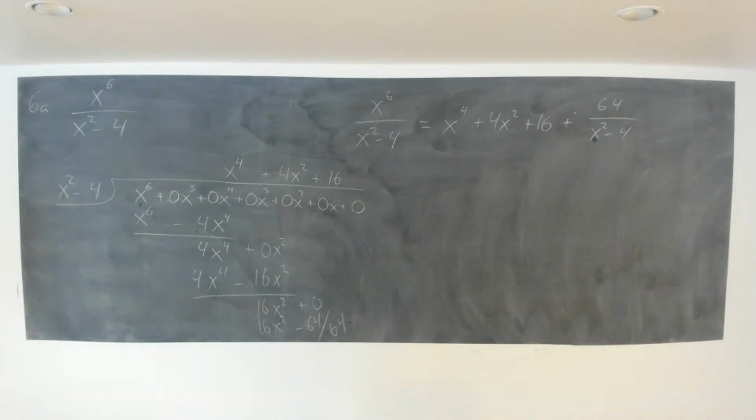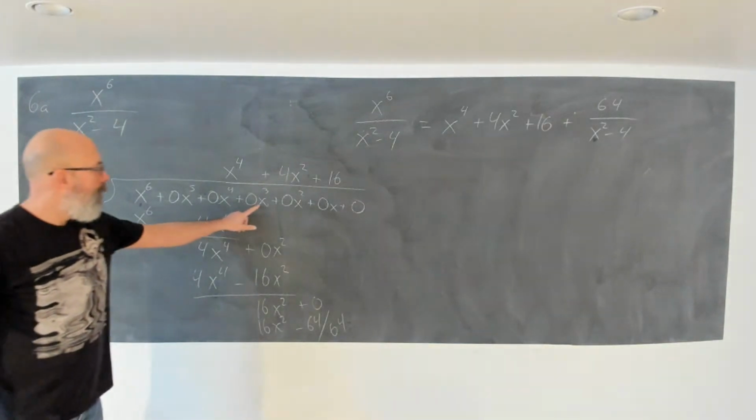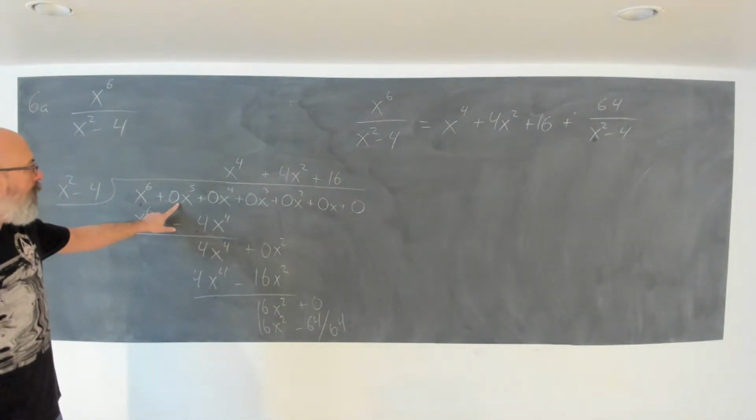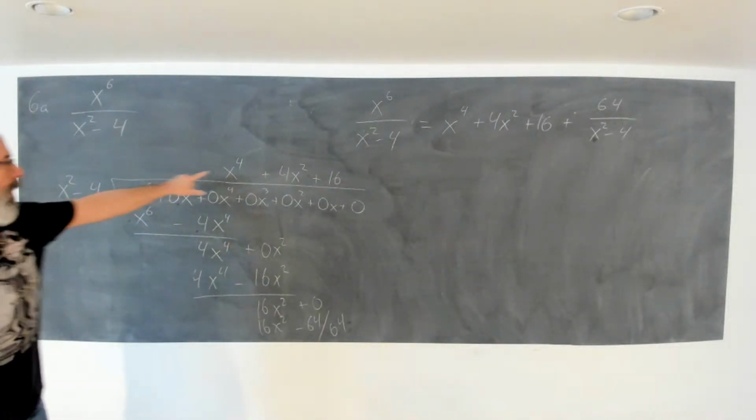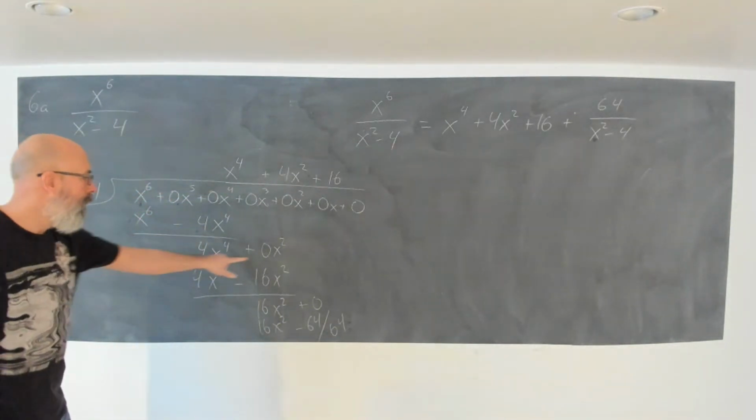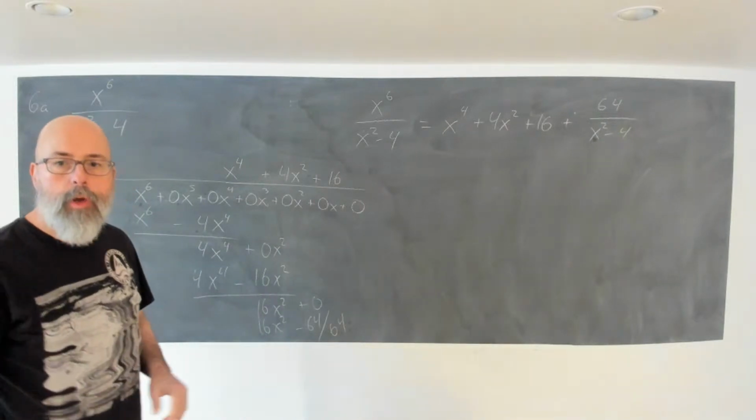Well, first of all, it was 0x cubed, right? And we didn't bring down the 0x to the 5 either, because we noticed that we were always dealing with even powers anyways.